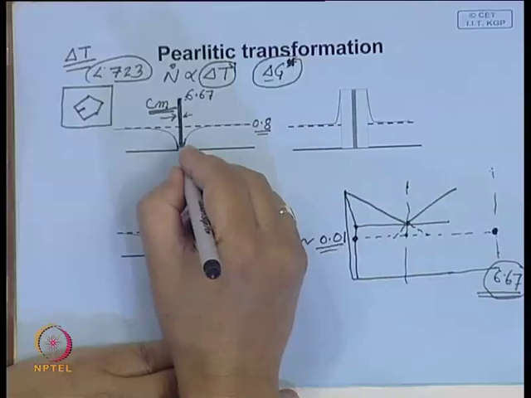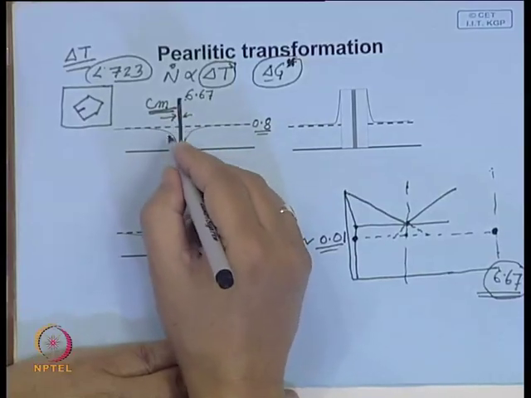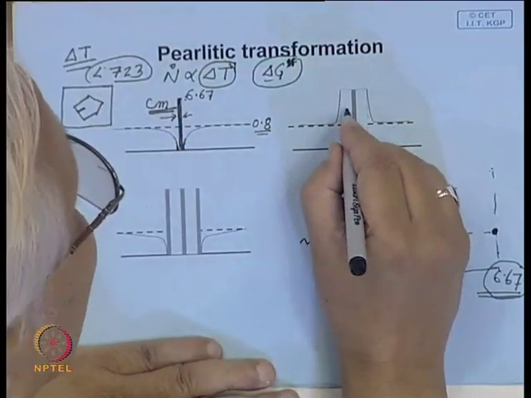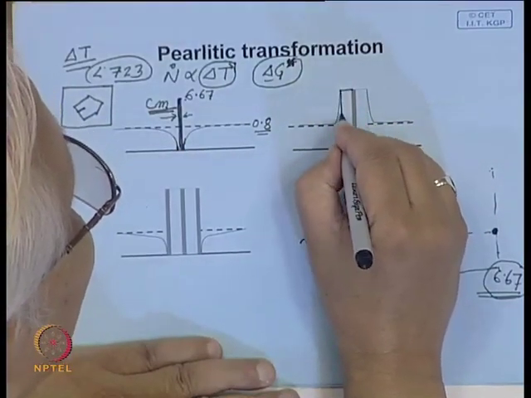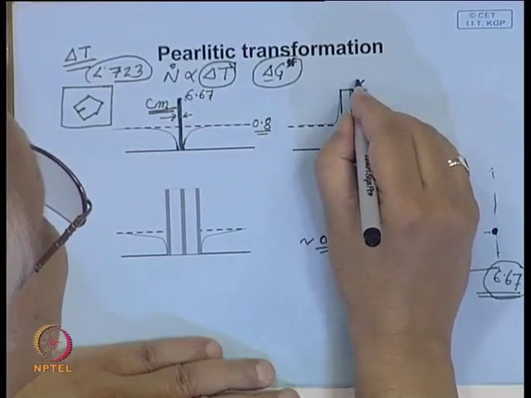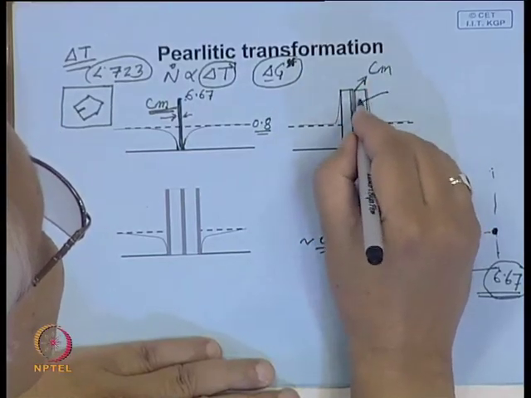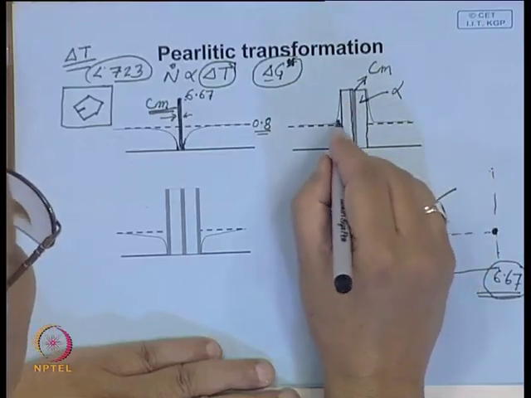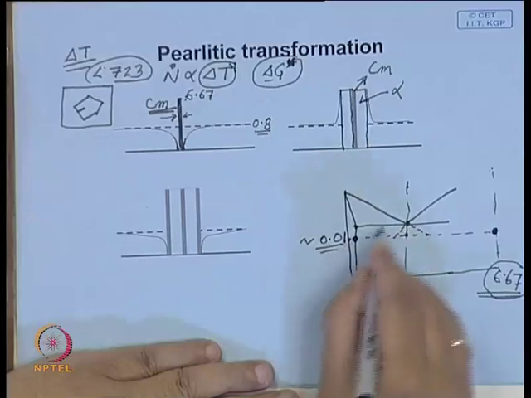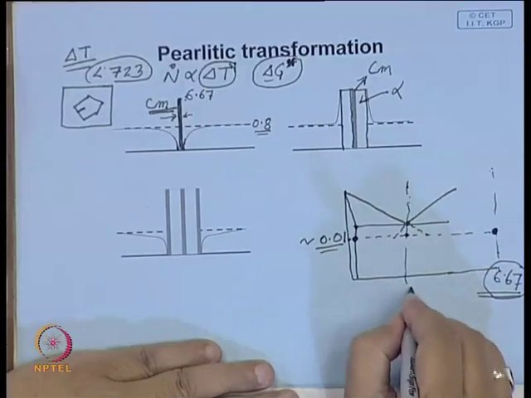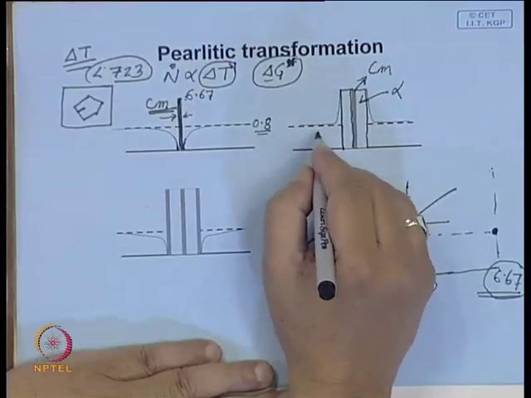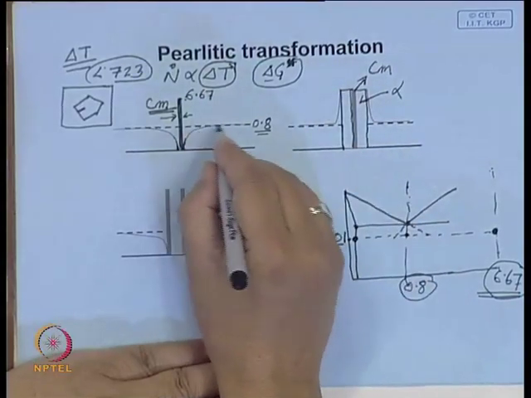And now, once this grows to a certain point, then this carbon content decreases so much that a plate of ferrite nucleates. This is cementite, this is ferrite. When ferrite nucleates, it will reject carbon. Ferrite has hardly any carbon content, but austenite steel here has 0.8% carbon. So from 0.8 it has to reject the carbon, the surrounding area has 0.8.